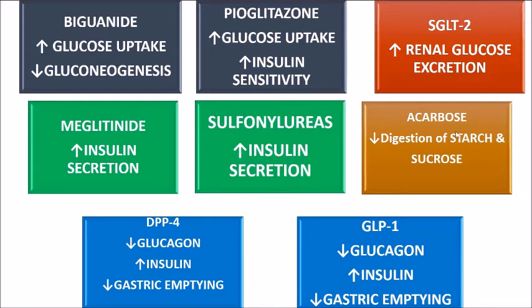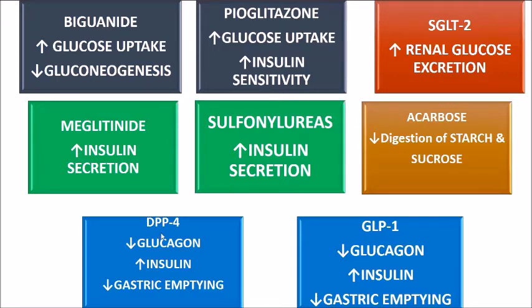And we have acarbose, which inhibits the breakdown of sucrose into glucose. The important thing about acarbose is that if someone is having hypoglycemia, they should not take sucrose, as acarbose inhibits the breakdown of sucrose. So you have to give pure glucose.